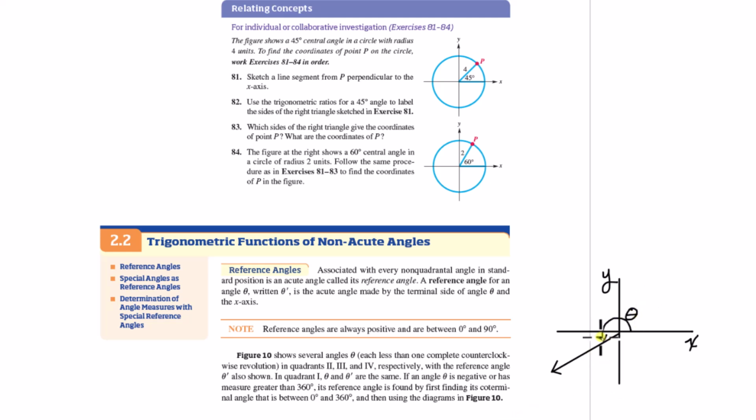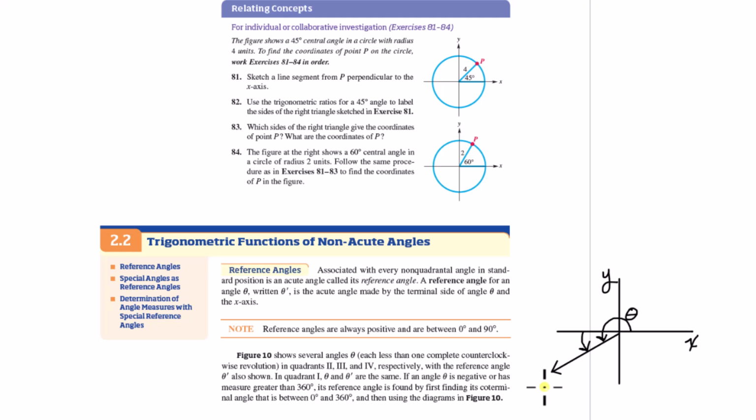The reference angle is just the angle that the terminal side, in whatever quadrant it is, makes with the horizontal axis. So in this case, this would be the reference angle. And the reference angle is not theta, but theta prime. Now, I mentioned that you were already familiar with this angle. What did I mean by that?